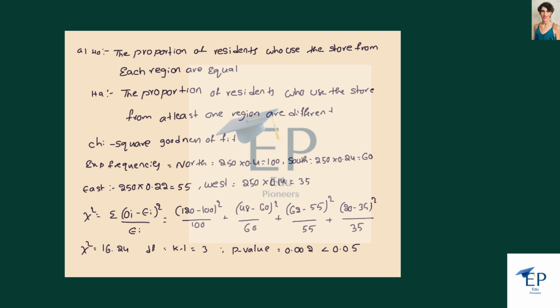Therefore, the final answer is we reject the null hypothesis. So we can conclude that the data provided evidence that the proportion of residents who use one store place are different.